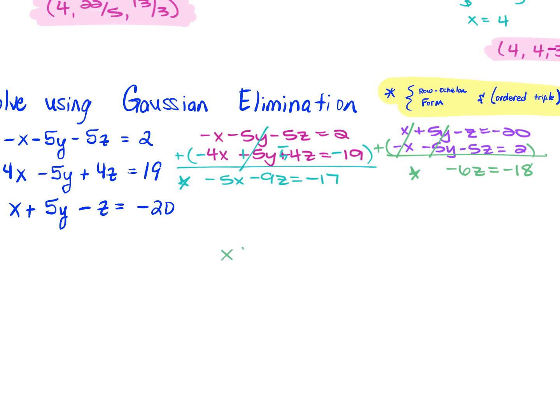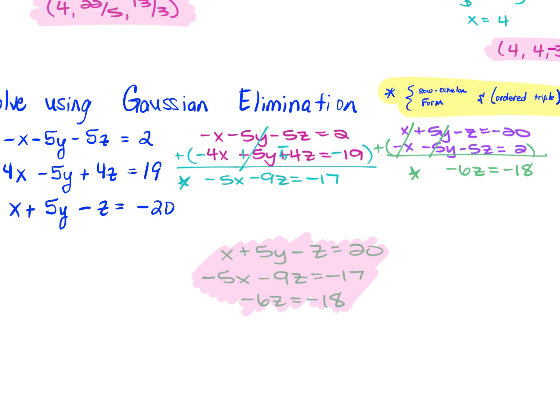So x plus 5y minus z is equal to negative 20. Your new number 1, which is negative 5x minus 9z, is equal to negative 17. And that negative 6z is equal to negative 18. This is that row echelon form. So this is part of what we're looking for tomorrow. Okay? So use your back substitution with this and just start finding all of your variables.